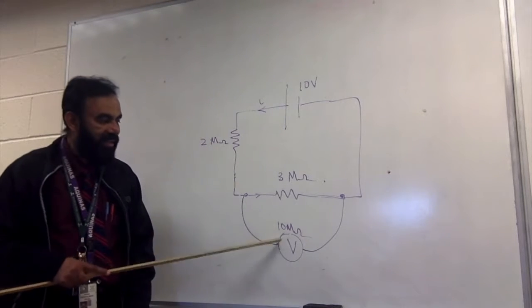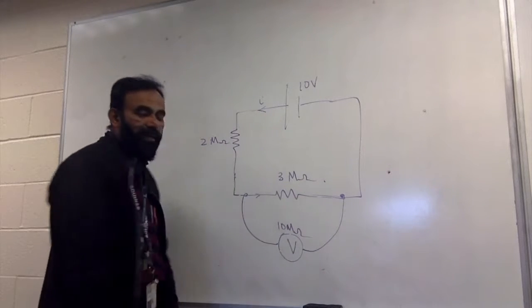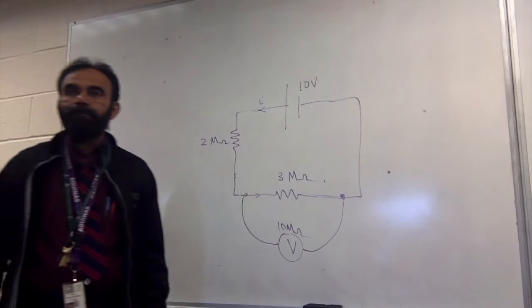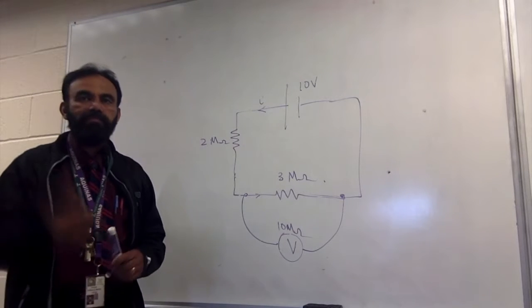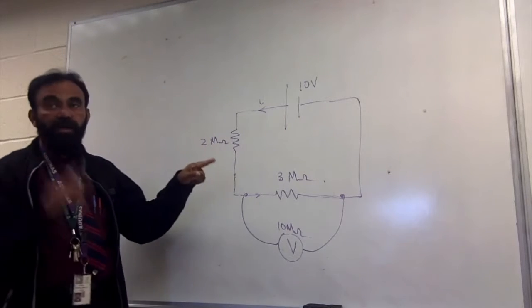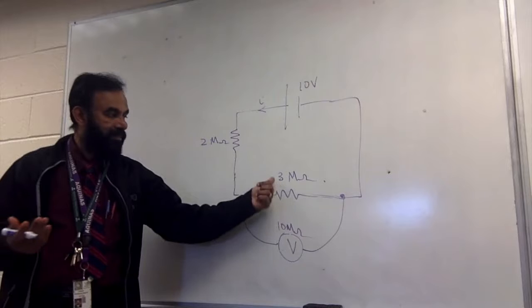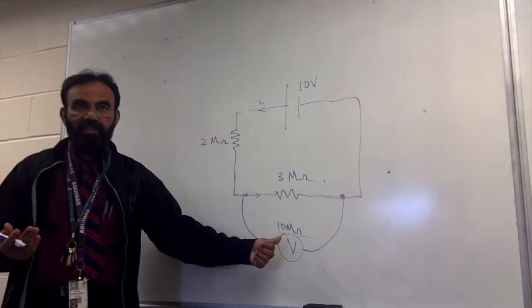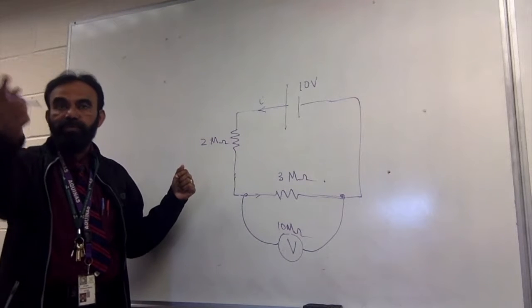What is 3 and 10 in parallel? What is supposed to be the equivalent resistance of 3 and 10 in parallel? 2.307. Okay, so this is 2.307, just keep it like that, in mega ohms. It's just product over sum: 3 times 10 over 3 plus 10. So 30 divided by 13. That will be 2 point whatever he said.